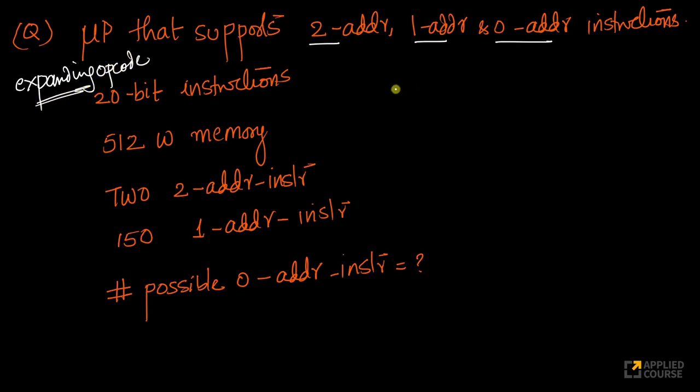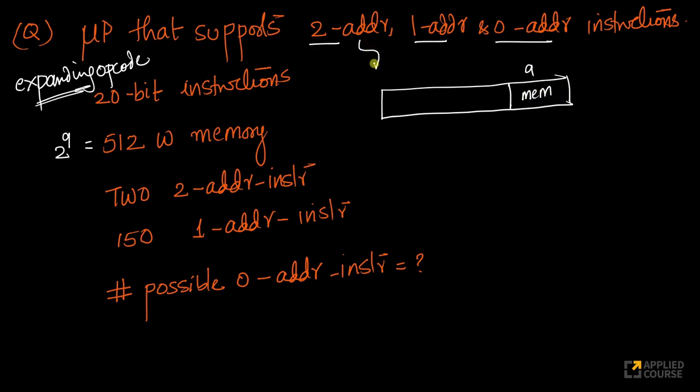I have 20-bit instructions, so my instruction here is 20 bits. Cool. So my whole instruction is 20-bit. My memory is 512 words. So what is 512? 2 power 9. So which means my memory location requires 9 bits. So 9 bits for my memory location, where my operand 2 will be there.